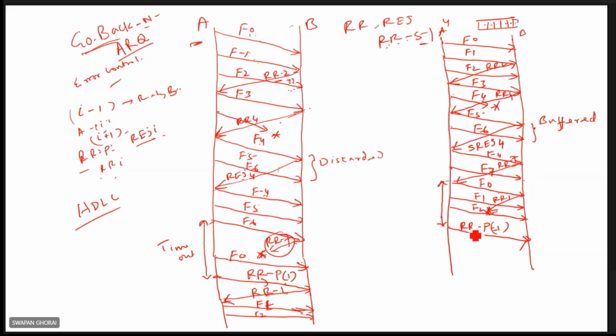As soon as this command frame is received by B, it must be responded to. That means it must respond with an acknowledgement. What acknowledgement should it send? Say F2 has been received, so definitely it will send. Pinky, you tell me what acknowledgement it will send? RR3, exactly, RR3, right? So it will send RR3, then frame 3, frame 4, like this.